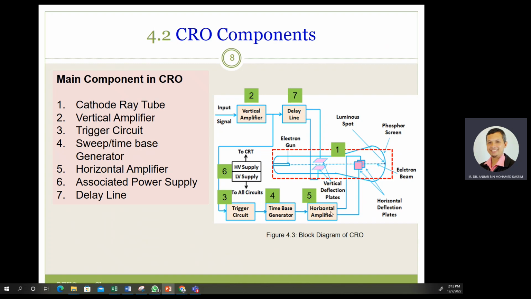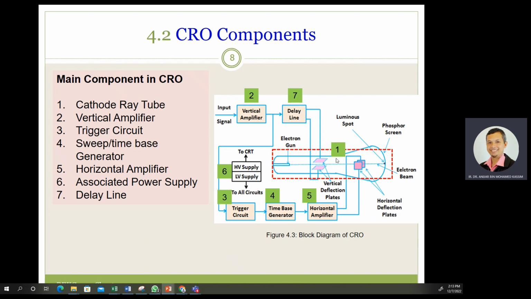Okay, and then there is also the horizontal amplifier, where the horizontal amplifier is to show the time that can be amplified into a bigger scale or lower scale. And there is an associated power supply, where there is an HV supply and the LV supplies that go to the CRT, and the LV supplies also go to all the circuits. And lastly, the delay line is to show the delay on the CRO.